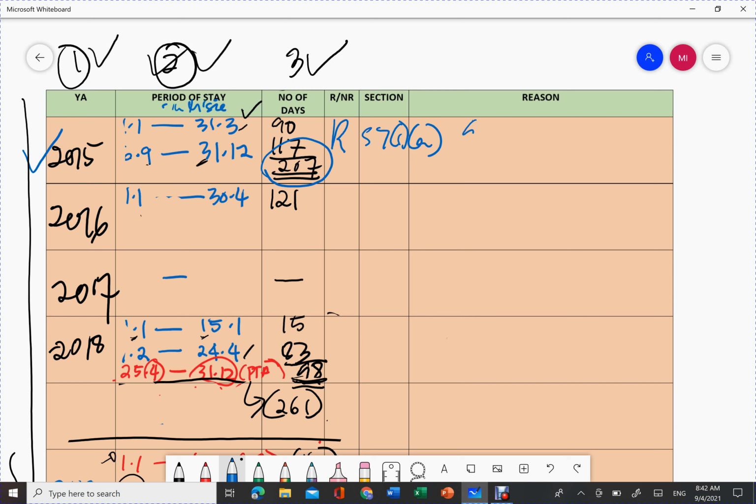The reason is he stayed in Malaysia for a minimum of 182 days. If he stays for 182 days, that is already enough, because the minimum is to stay in Malaysia for 182 days. Now we are going to apply section 7(1)(a) for year 2016. For year 2016, he only stayed in Malaysia for 121 days.